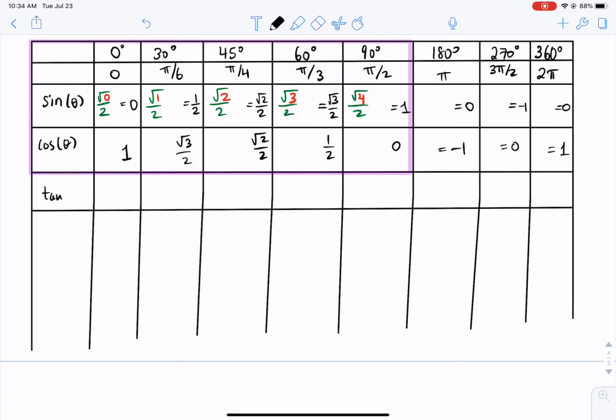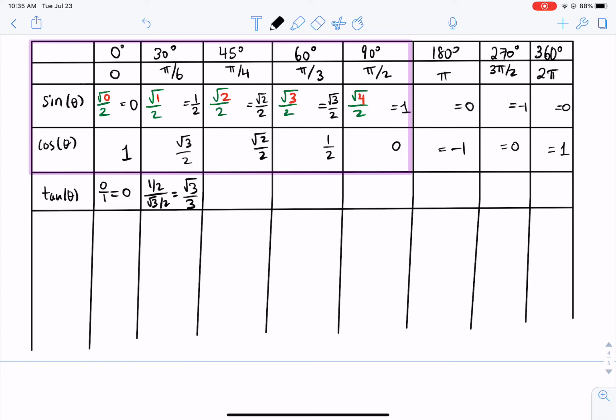Tangent, we define tangent as sine over cosine. So we have sine and cosine, all we have to do is divide them. So the first one will be 0 over 1, which is 0. And then the next one will be 1/2 over radical 3 over 2, right? 1/2 divided by radical 3 over 2. So that's going to be 1 over radical 3, but you have to rationalize it, right? Radical 3 over 3.